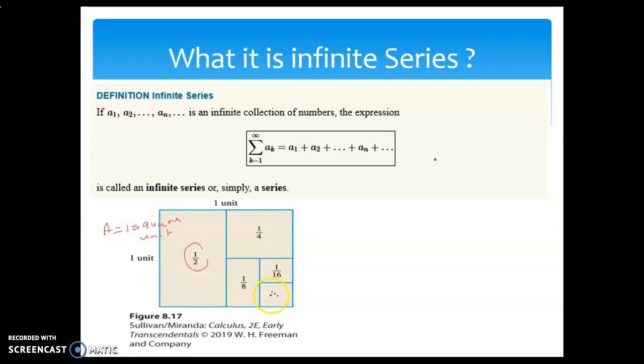We divide the second 1/16 into 2, so we have 1/32 and here 1/32, and then we divide 1/32 into 2 again, and so forth. The area of the square remains 1, but the area is equal to 1/2 plus 1/4 plus 1/8 plus 1/16, all the way, and on and on. So this is an infinite summation of numbers. We're going to sum them up. This is an infinite series, but this infinite series happens to have a sum. The summation here converges to 1.